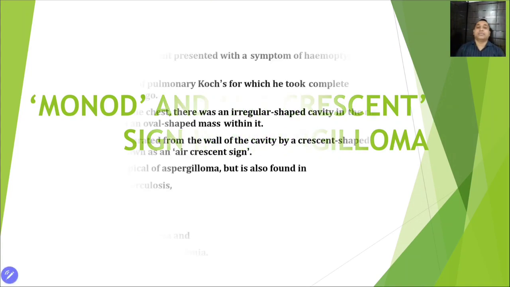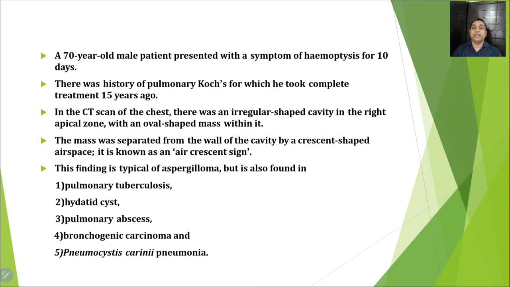So let us discuss with a very simple example. A 70-year-old male patient presented with a symptom of hemoptysis for 10 days. There was a history of pulmonary TB 15 years ago for which he took complete treatment. In the CT scan of the chest, there was an irregular shaped cavity in the right apical zone with an oval-shaped mass within it. The mass was separated from the wall of the cavity by a crescent-shaped air space, and it is known as the air crescent sign.